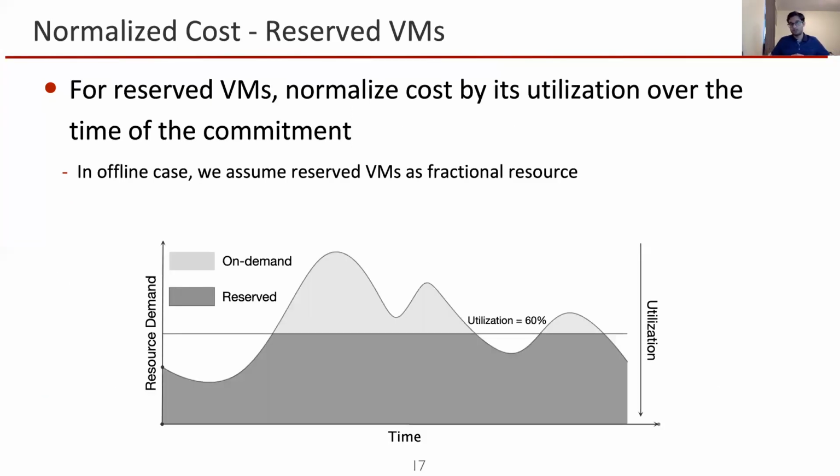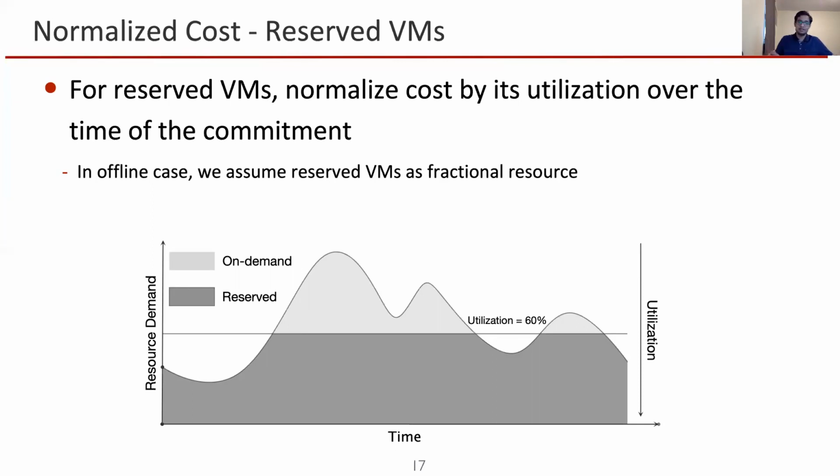Next, coming to reserved VMs. Reserved VMs are easier to compute as well, as all we need to do is take a look at the resource demand and know its utilization across all time units of the time commitment. Then we divide the cost by the utilization, and that gives us the normalized cost. Also note that in the offline case, we assume reserved VMs as fractional resources. That makes the job easier.